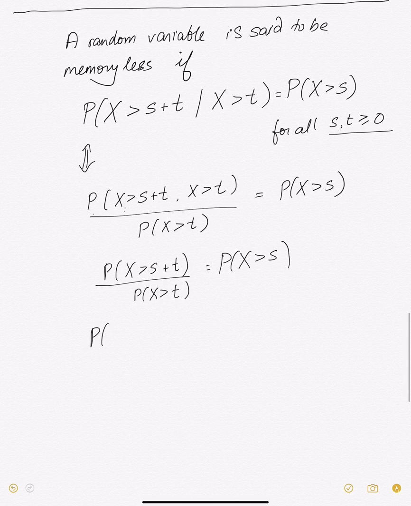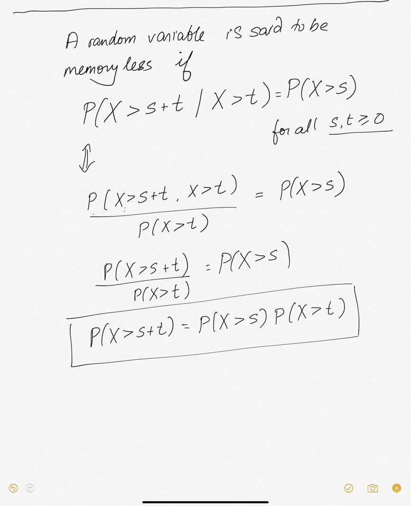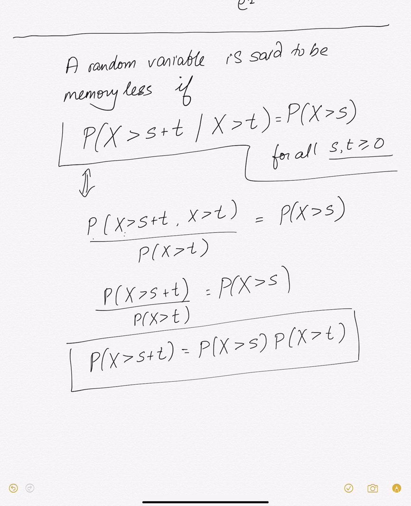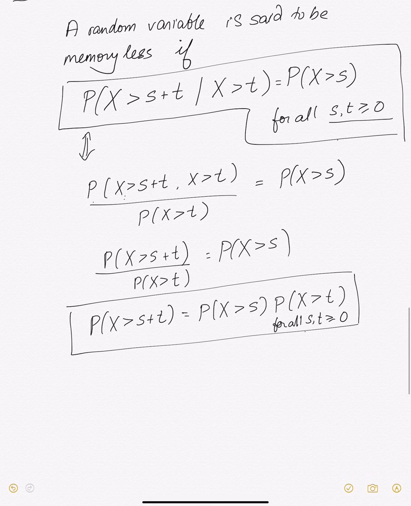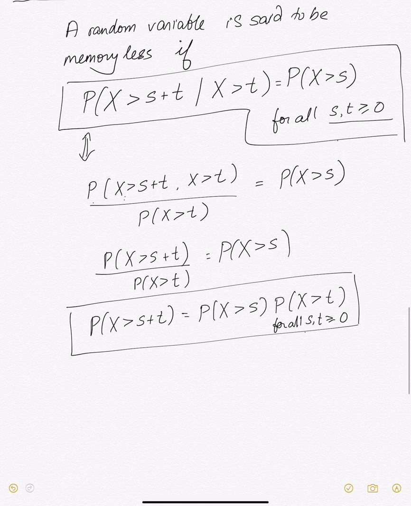And you cross multiply and you have this neat little property for a memoryless random variable: the probability x is bigger than s plus t is the product of the probability x is bigger than s and the probability x is bigger than t. Okay, that's quite nice. This over here you have is a definition, and this is an equivalent statement that you could write for a memoryless random variable.